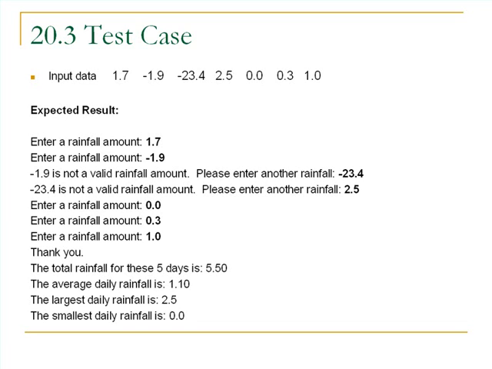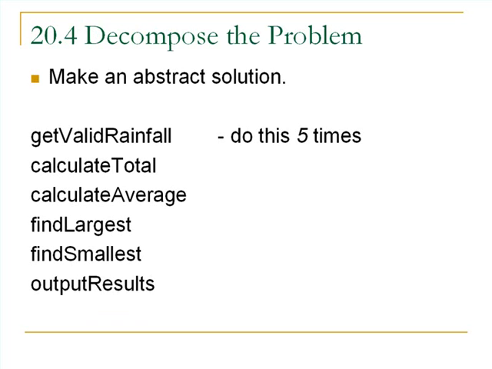Okay, I will only want to work on one piece at a time and make sure that that piece is working and then move on to the next piece. So let's start to decompose the problem into modules and make an abstract solution. So here's my abstract solution for this. I'm going to make some functions. I'm going to have a function that gets one rainfall value from the user and returns that. And you'll see why I've done this as I solve it. But I'm going to call that one 5 times.